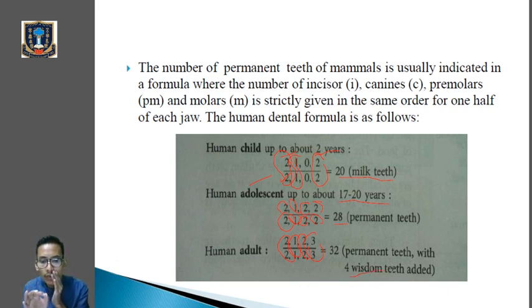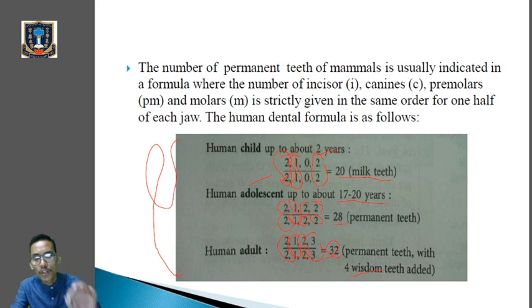So in 1/2 of each jaw, how many teeth are there? 2, 3, 4, 5, 6, 7, 8. 8 plus 8 will be 16. So in 1/2 of each jaw there are 16 teeth. So altogether how many? 16 plus 16 will be 32. So in a human adult how many teeth are we finding? We are finding 32 permanent teeth. So these are the dental formulas for the human child, the human adolescent and the human adult.